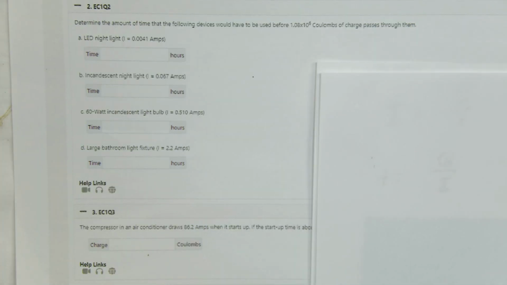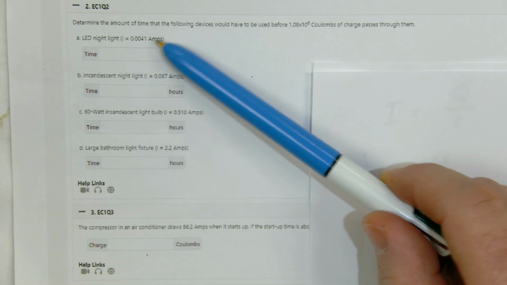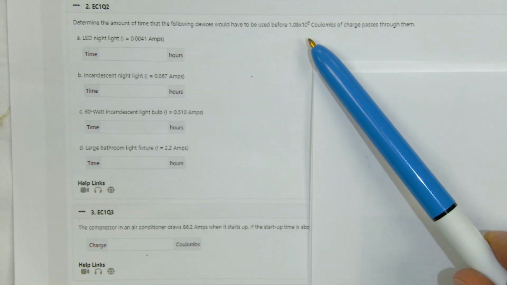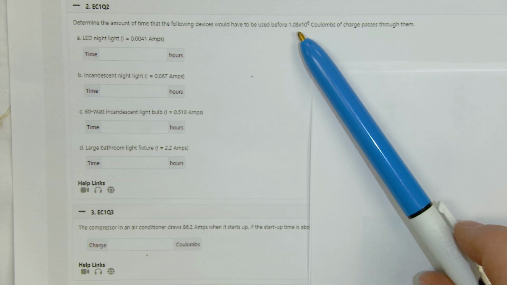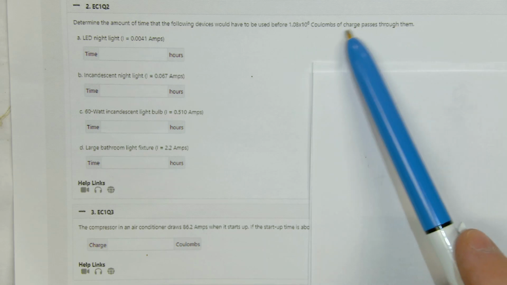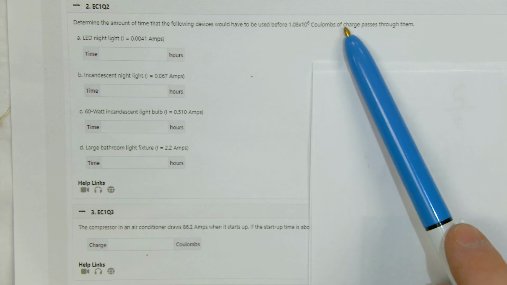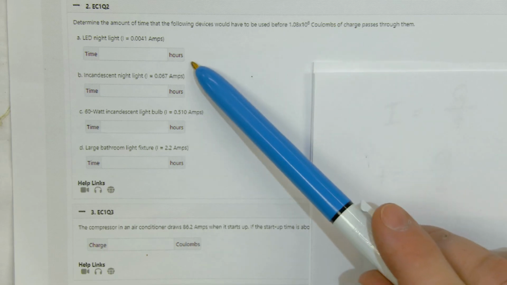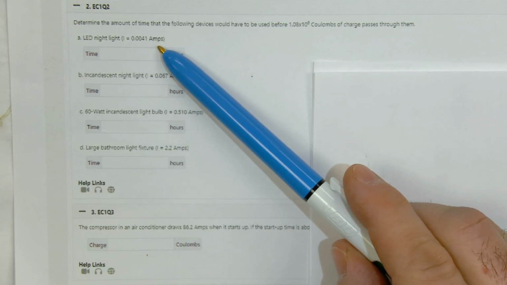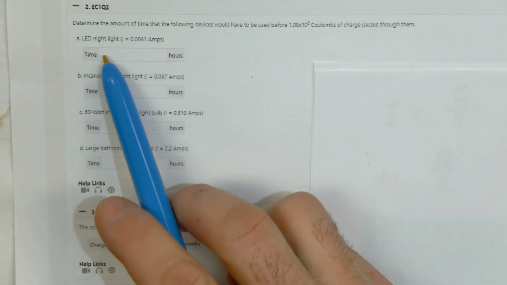Okay, so another question along here, and there's several of these, it asks for the amount of time that the following devices would have been used before a certain number of coulombs of charge passes through them. So here you're given coulombs, and it's wanting to know time, and on each specific question you're given amps, which is current. So the first thing I would do there is recognize that ultimately I'm wanting time.